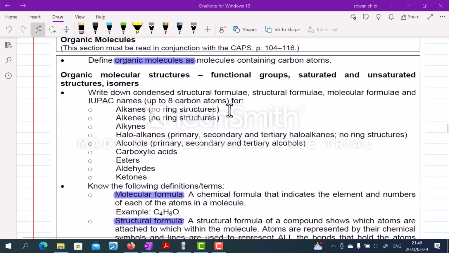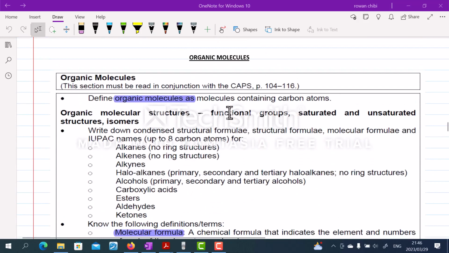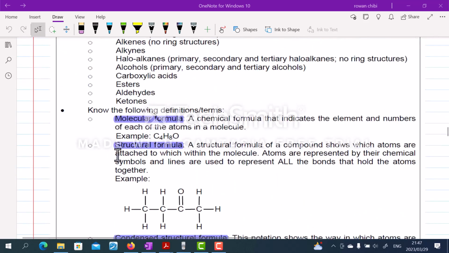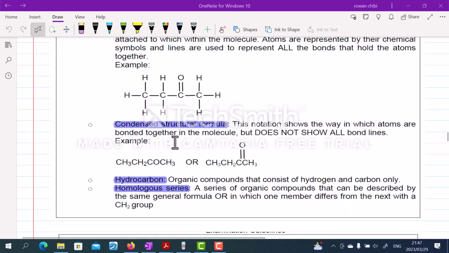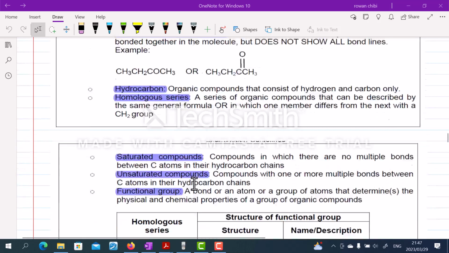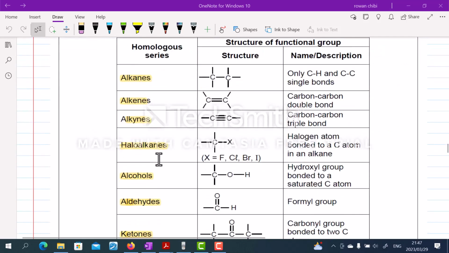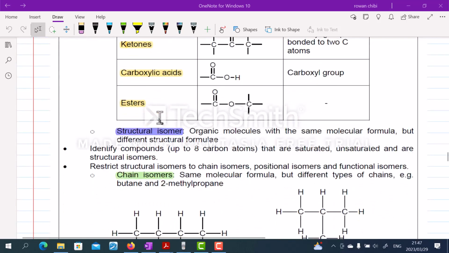So when you go to organic molecules, you must be able to define an organic molecule, must know all your homologous series, must be able to define molecular formula, define structural formula, define condensed structural formula. You must know hydrocarbon, homologous series, saturated compounds, unsaturated compounds, what a functional group is. These are your homologous series. This is all in your notes.